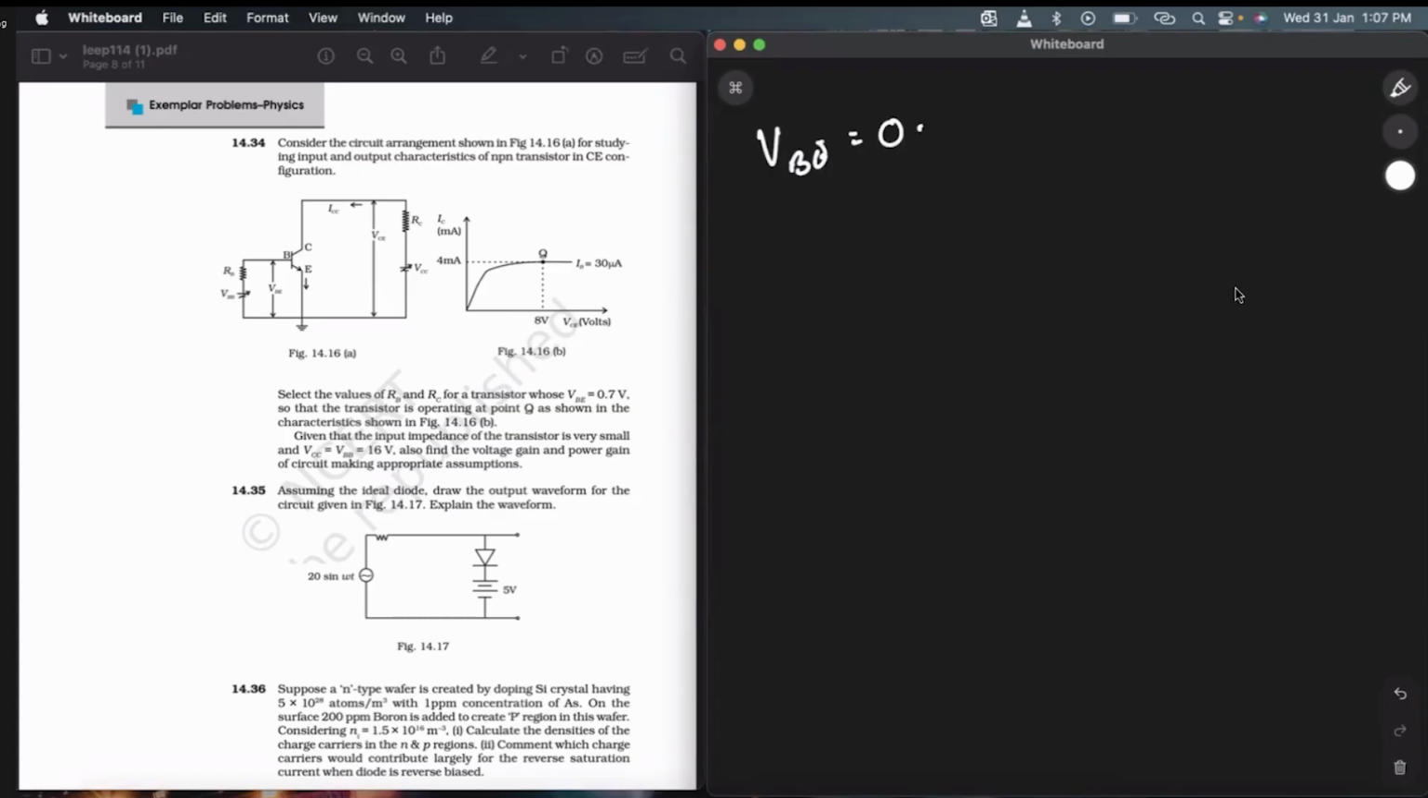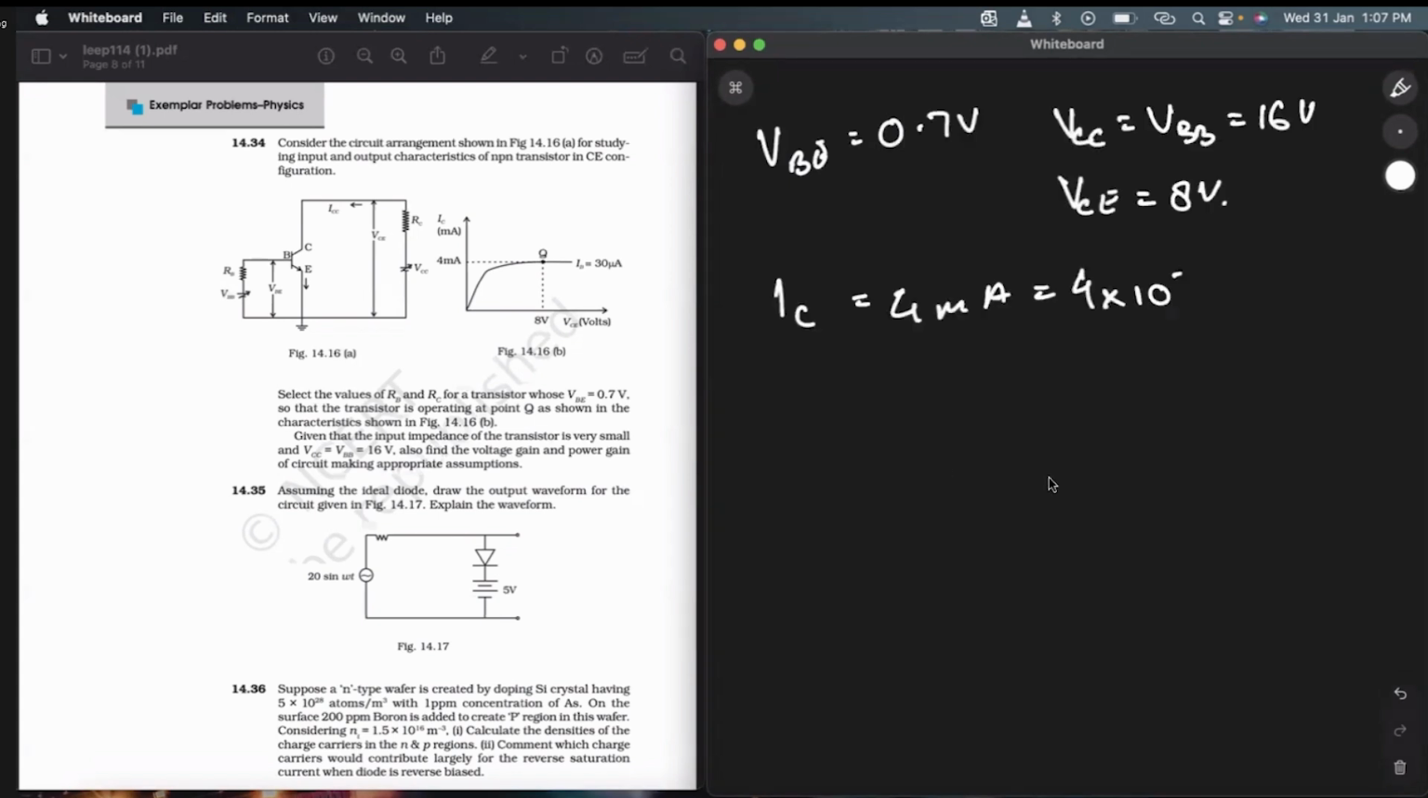Okay. So now VCC equals ICRC plus VCE. The way RC equals VCC minus VCE upon IC. It will be 16 minus 8 upon 4 into 10 to the power of minus 3. This will be 8 into 10 to the power of 3 divided by 4. So it will be nothing but 2 kilo ohms over here.